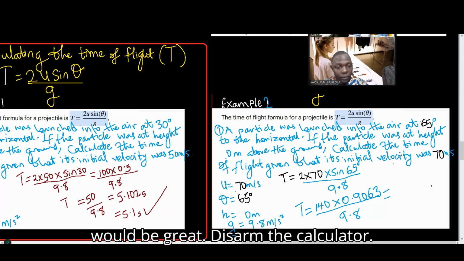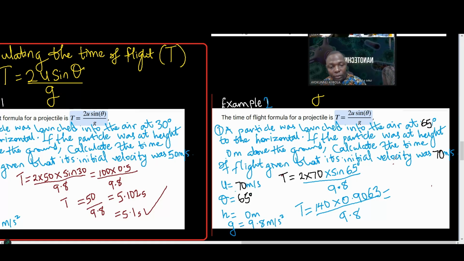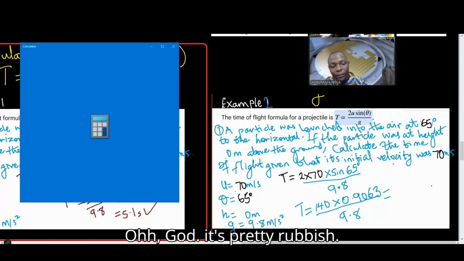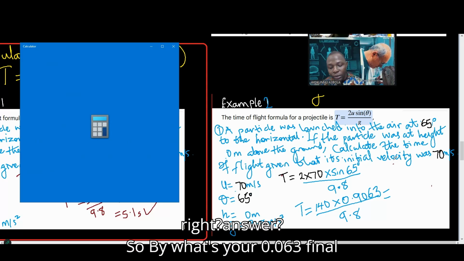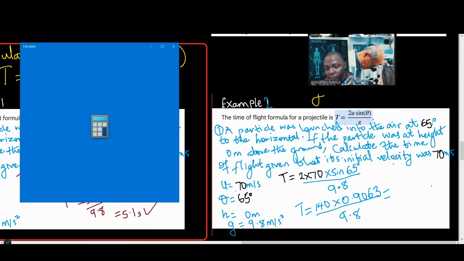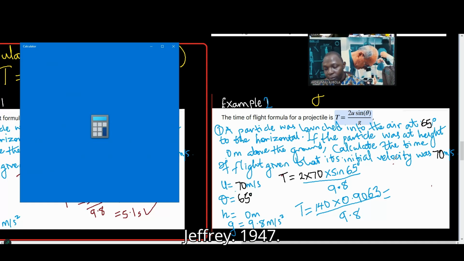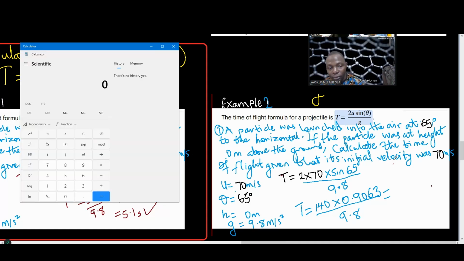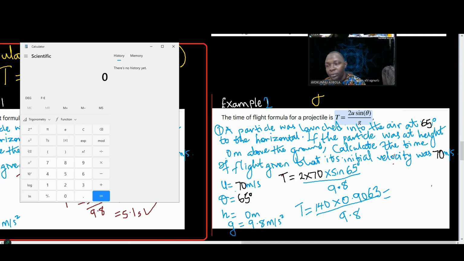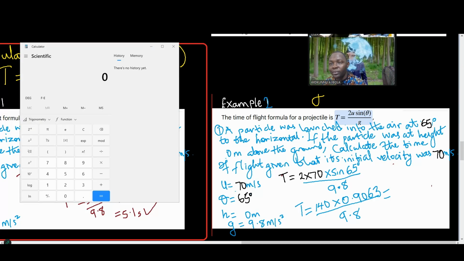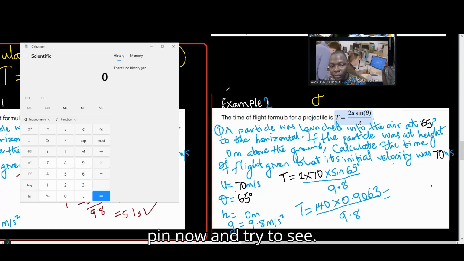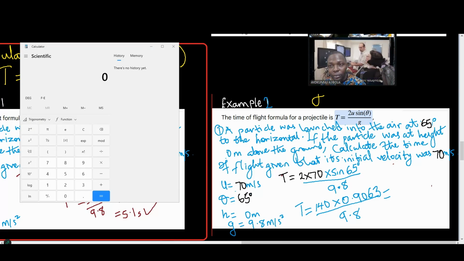Is the MJ calculator. So we want to multiply 140 by 0.9063, right? That gives 126.894. It's not 140, it's 126.94. Then we divide by 9.8, which gives 12.947.